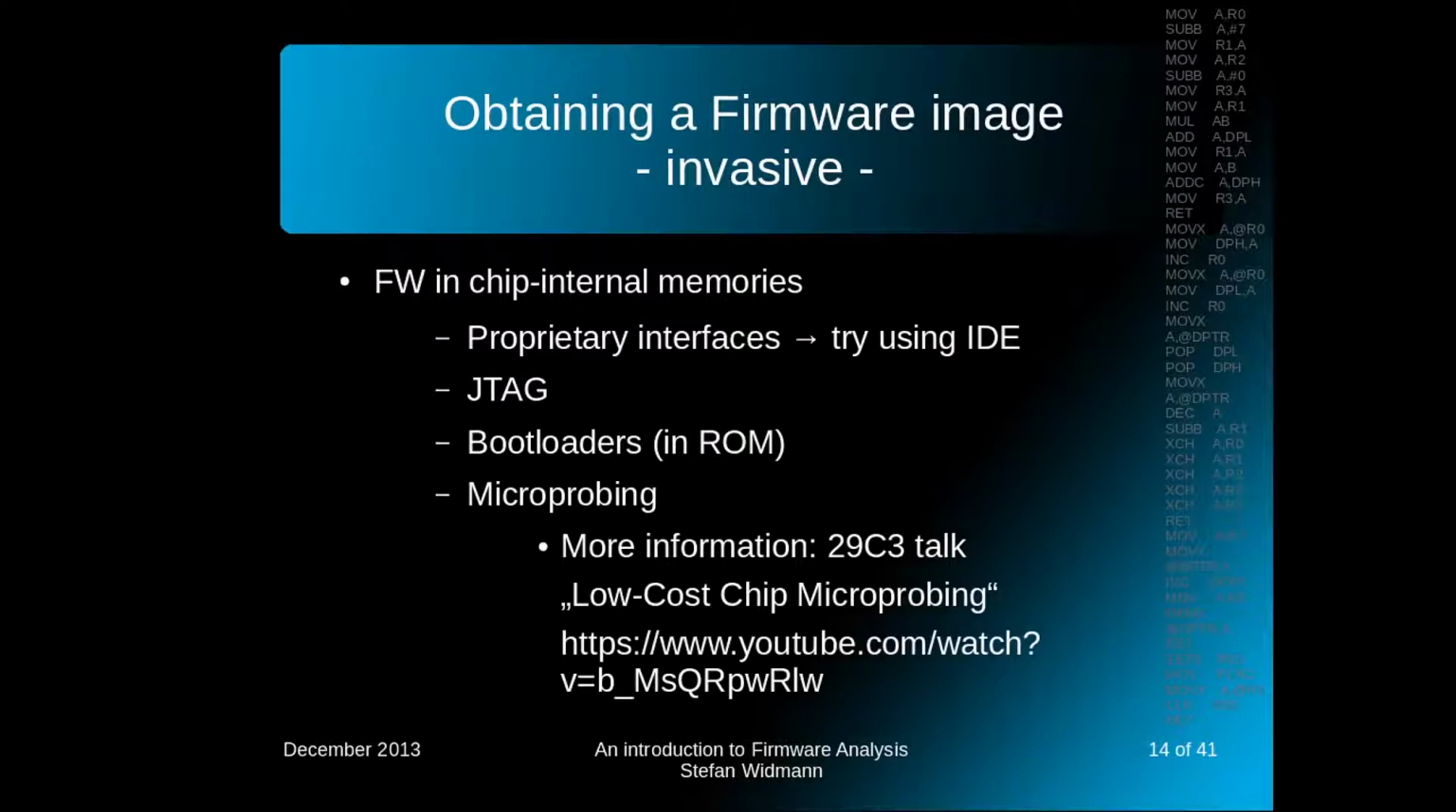So, to make it a little bit harder, firmware can be contained in chip internal memories. You can try to use proprietary programming interfaces to read the firmware. Of course, JTAG. Some devices do have bootloaders in a mask ROM. You can try to use them. And if none of these approaches succeed, you can try microprobing. There was a talk at last year's Congress about low-cost chip microprobing. I've included a link here.